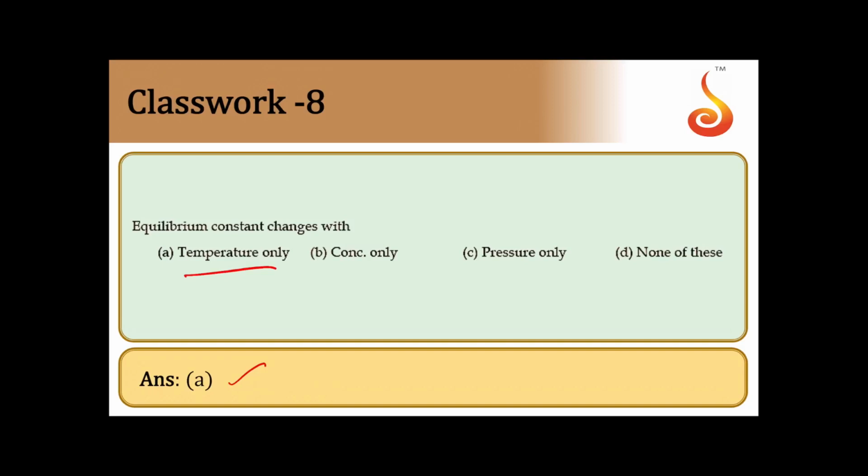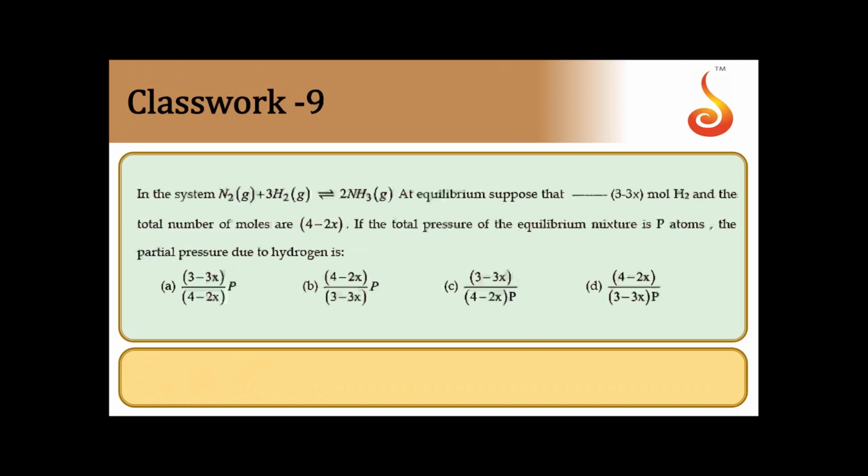Depends on the temperature. Then the ninth one. In a system of N2 plus 3H2 giving rise to 2NH3, at equilibrium suppose we have 3 minus 3x moles of H2 and total number of moles are 4 minus 2x. If the total pressure of the equilibrium mixture is P atmospheres, then what is the partial pressure of hydrogen gas?